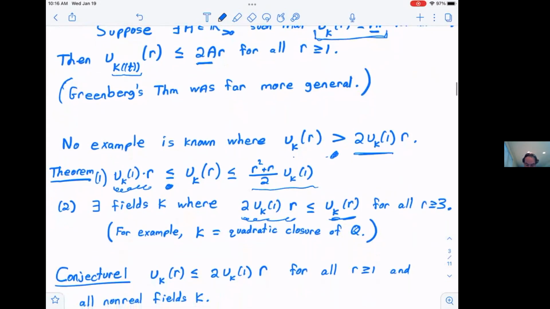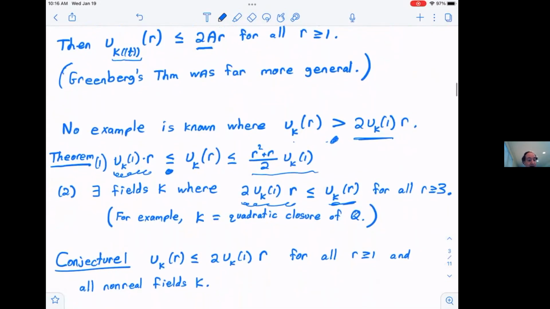So therefore, let's just go ahead, for the record, and state a conjecture. It would be nice if U sub K of R is always bounded by this constant. So maybe the U invariant for systems of R quadratic forms is always bounded in a linear way by this constant. That would be a great theorem, but there isn't that much evidence for it, but there's certainly no evidence against it.